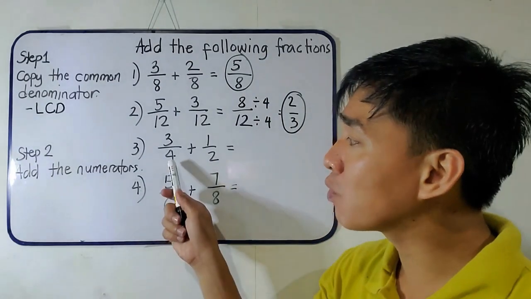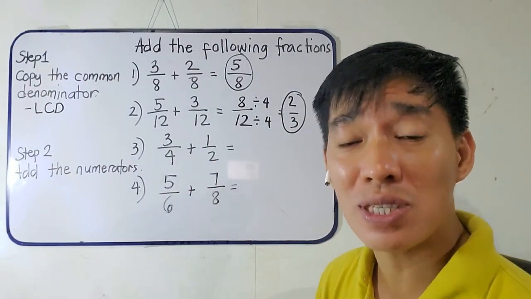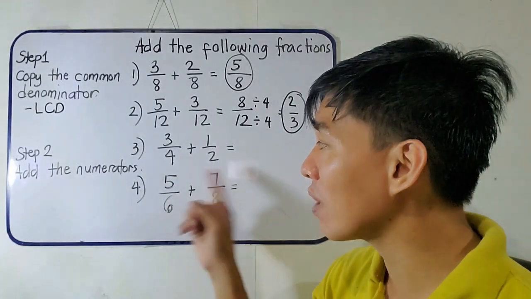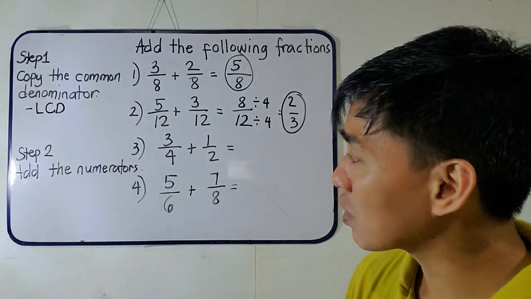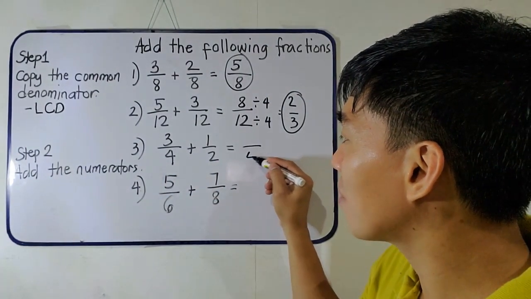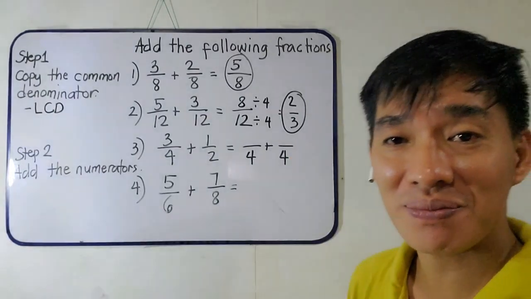So here we have to look for the LCD of 4 and 2. Sa diin matabo si 4 kag si 2. What is the smallest number where these 2, 4 and 2 will meet? And of course, if you skip count by 4 and skip count by 2, they will meet with number 4. So you just copy 4.